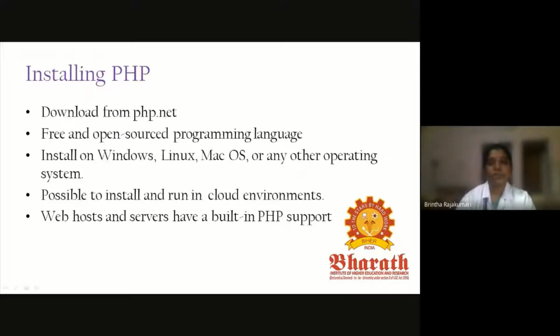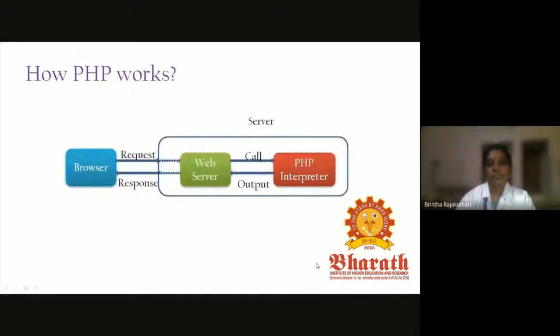Next, let's see how PHP works. In the diagram, we have the browser, web server, and PHP interpreter. The browser sends the request to the web server. The web server sends the information to the PHP interpreter. It will interpret it and send the result to the server. The server sends the response to the browser. This is the working functionality of a PHP web server.